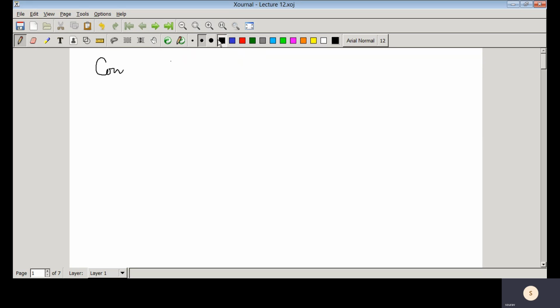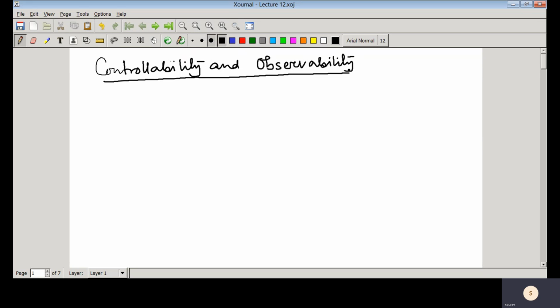That is controllability and observability. These two concepts indicate the structural property of the realized system. So let us first discuss what is controllability.